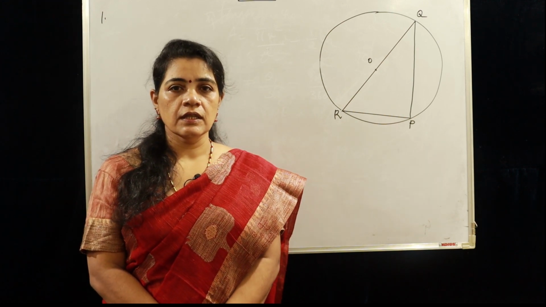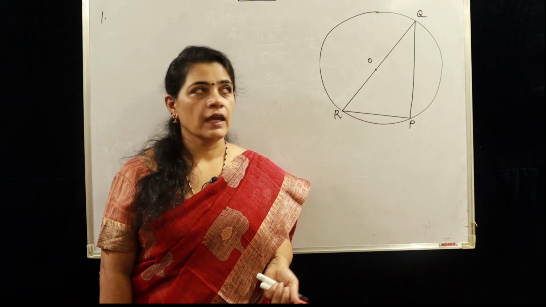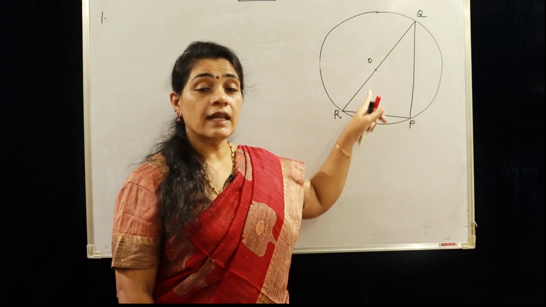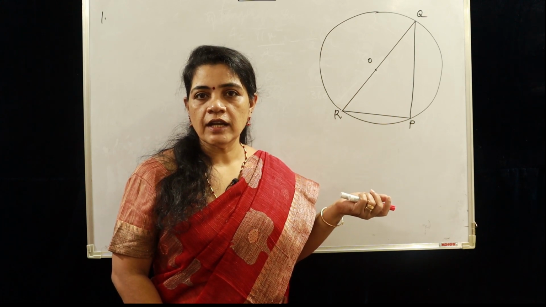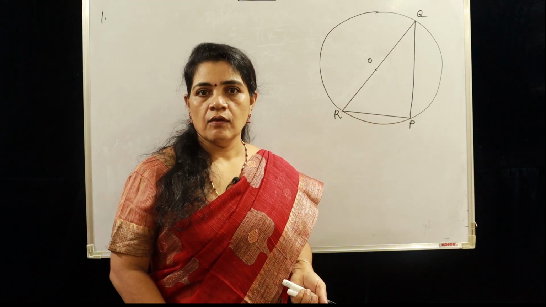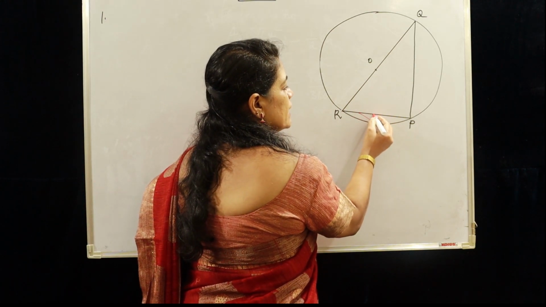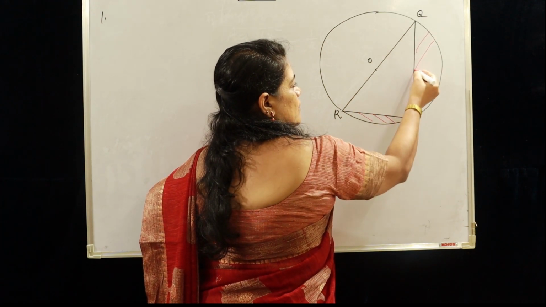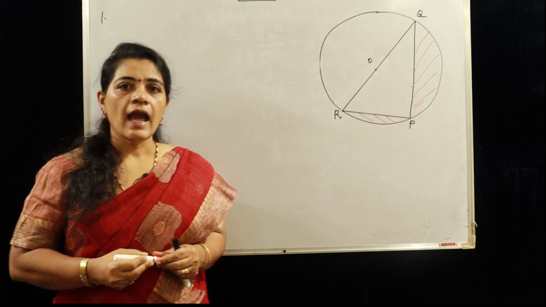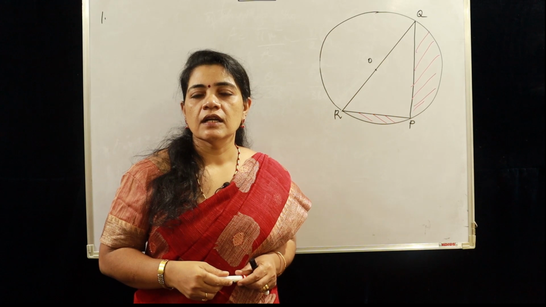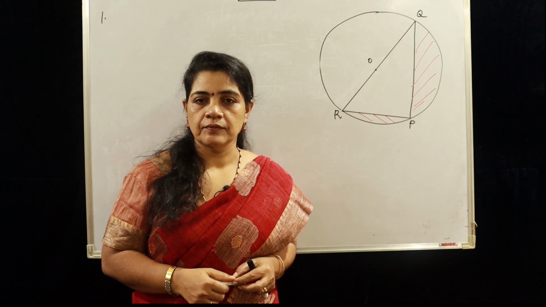So in the first question, we are given a circle with the center O, and RQ is the diameter of the circle. The diameter of the circle definitely passes through the center O. What we have to find out is the area of this shaded region. And a diameter of a circle divides a circle into two equal halves, isn't it?